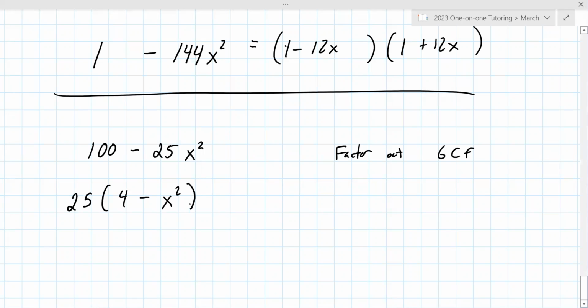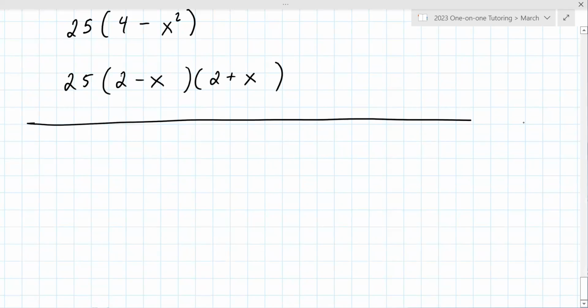Now you keep going. You're like, okay, well, maybe the inside is factorable. And in this case, it is. Can you write this 4 minus x squared as the difference of squares for us? Basically, I'm asking you what goes in these two parentheses. 2 minus x, 2 plus x. Very good. So let's have you try one here, then we truly will move on.